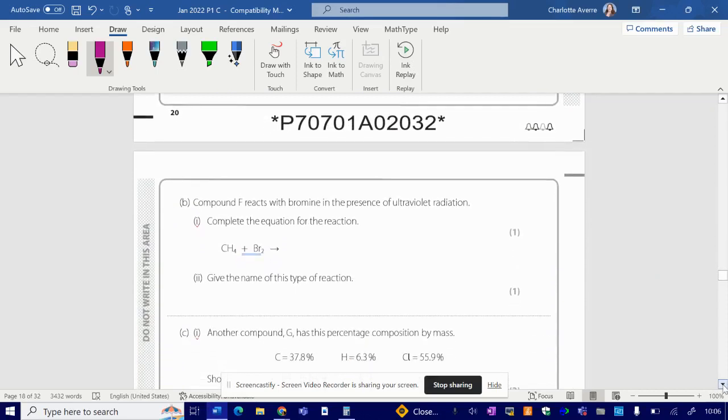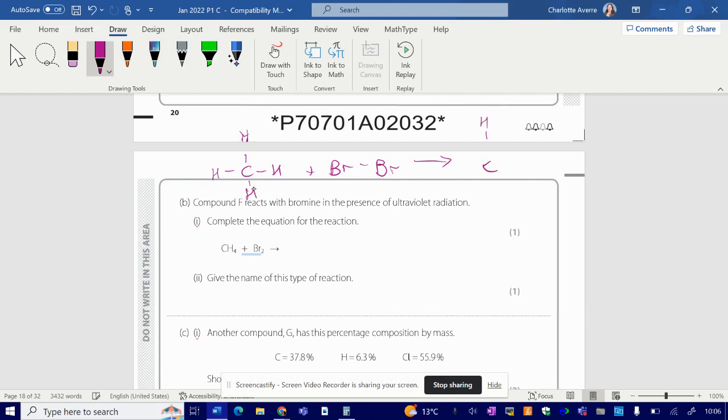Okay, compound F reacts with bromine in the presence of ultraviolet light. Complete the equation for this reaction. I'm just going to draw it up here for now. Help if that hydrogen would stay in place. That's a hydrogen up there. Okay, and I'm adding bromine. Now, the fact that this is a saturated compound, there are no double bonds, means that I can't just add my bromine on. If I tried to add my bromine to my carbon, I'd end up with more than 4 bonds, so that is not possible.